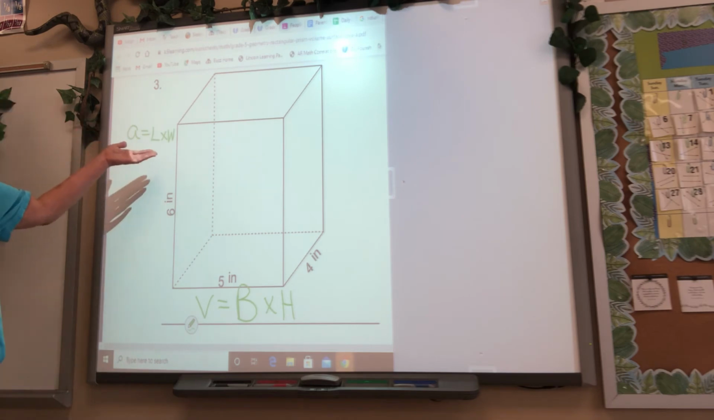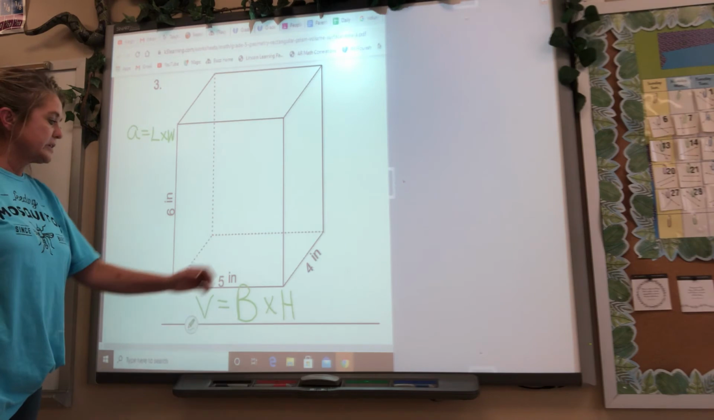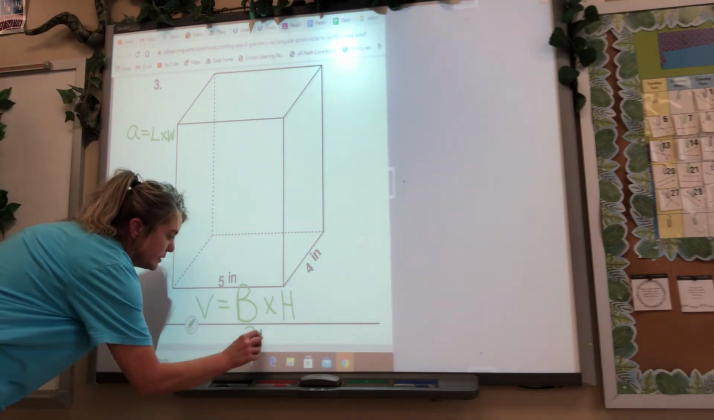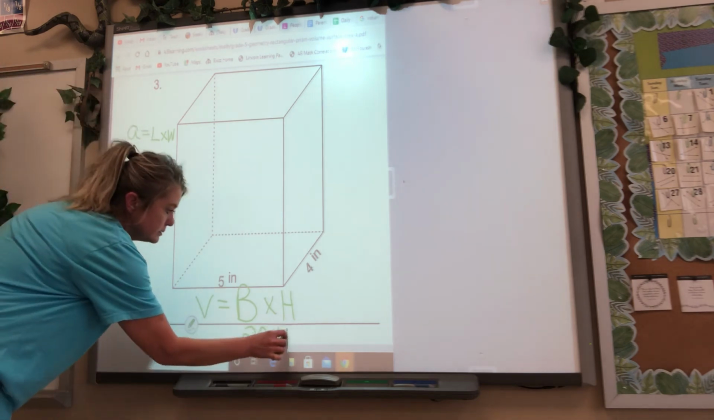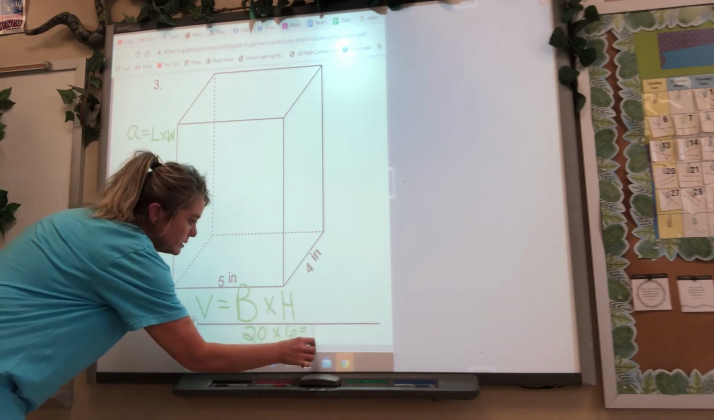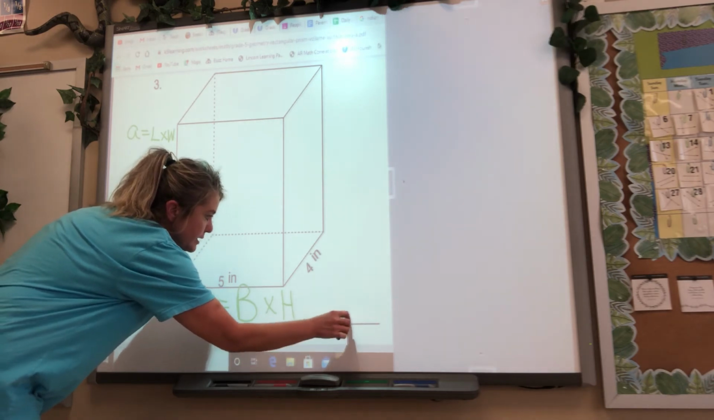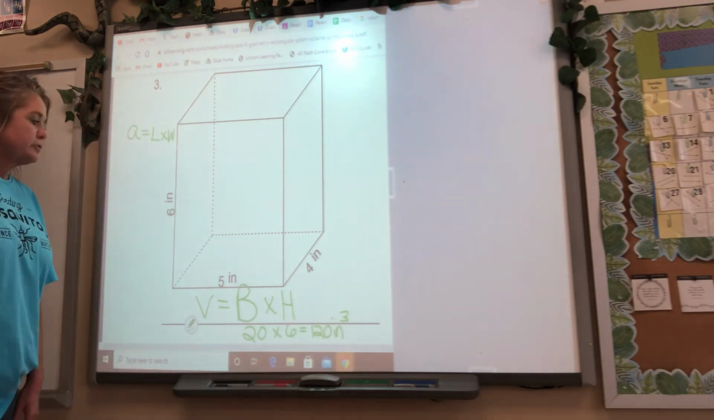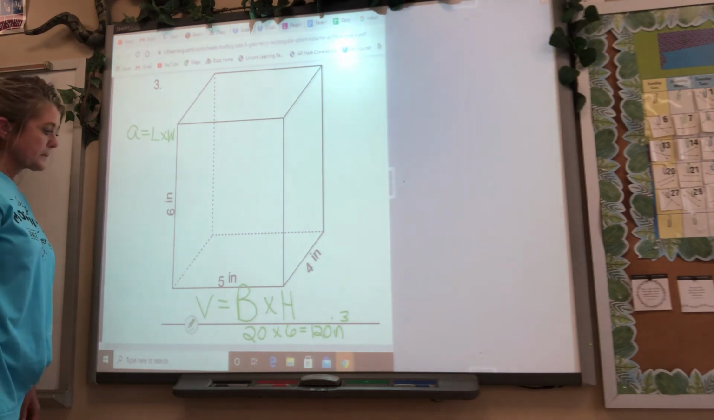So if I took the length times width to find the area of my base, I would have 5 times 4 would give me the 20 times the height is still going to give me 120. It didn't change what the volume is. They've just shown how they can solve it in a second way.